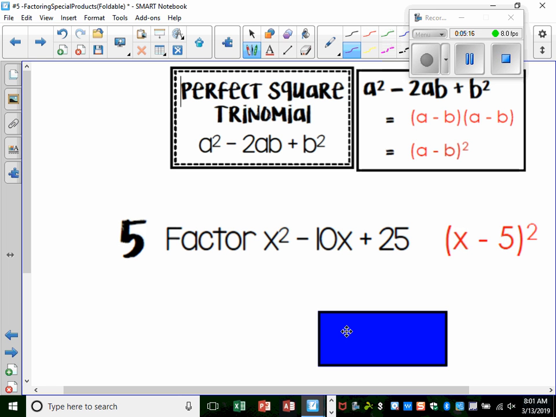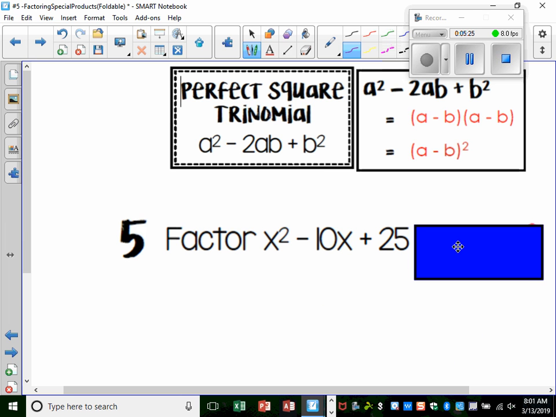All right. So if you want to stick to one method, the x method, that's fine. If you want to be able to pick out these perfect square trinomials, it'll save you some time. All right, next.